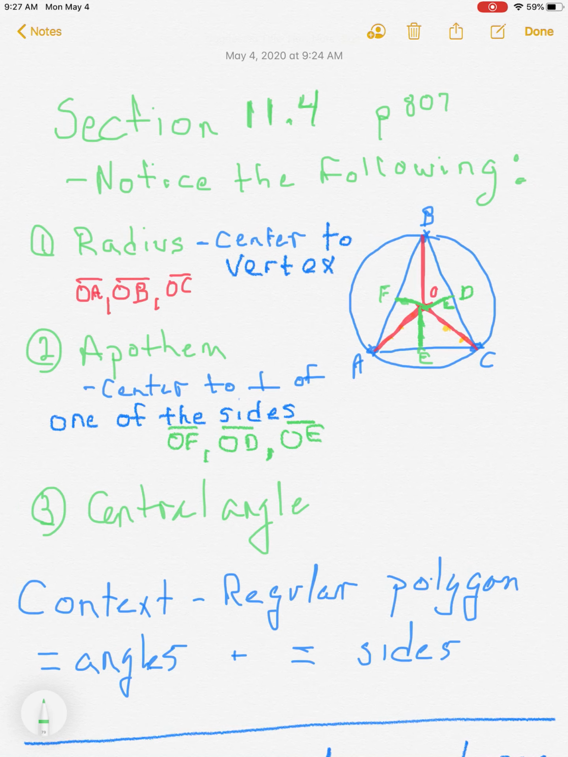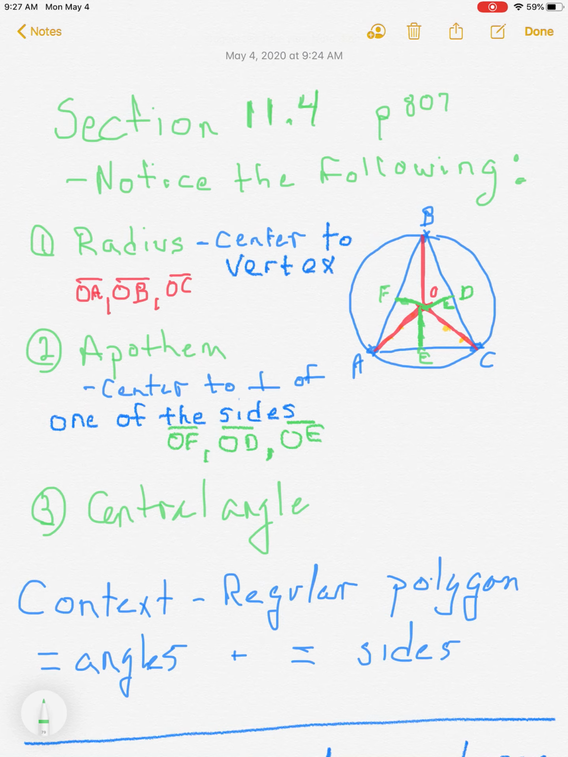Good morning, students. This morning I would like to explain section 11.4. Section 11.4 is a very complicated section. You're going to have to really pay attention and take your time to go through this assignment. It begins on page number 807. Please turn to page 807.